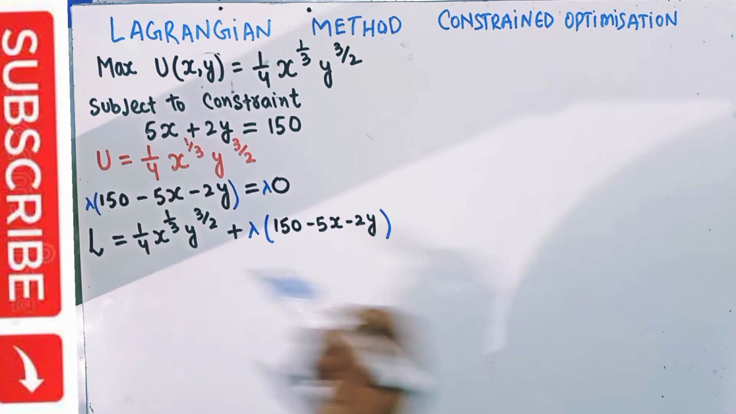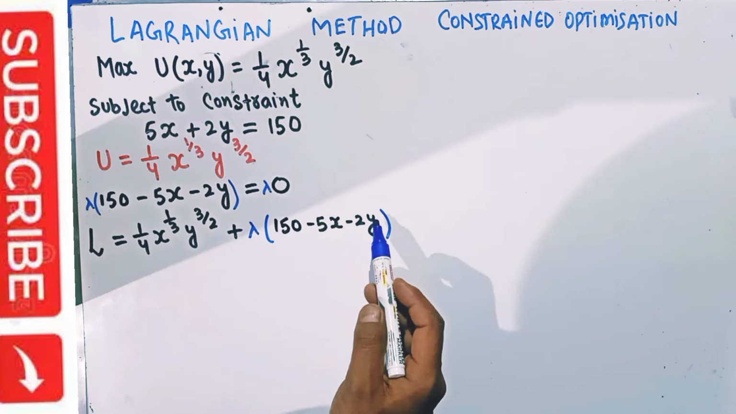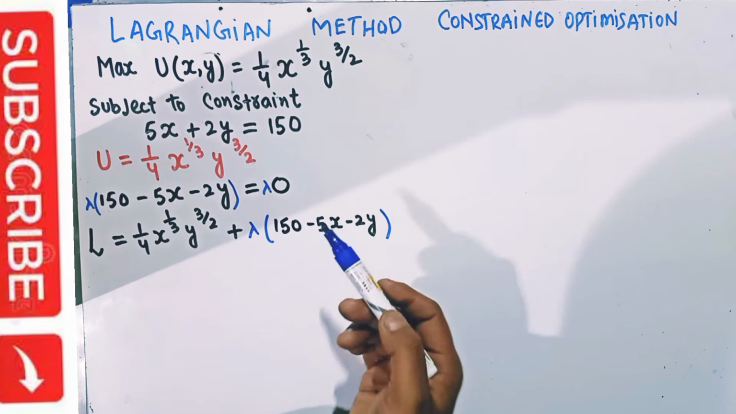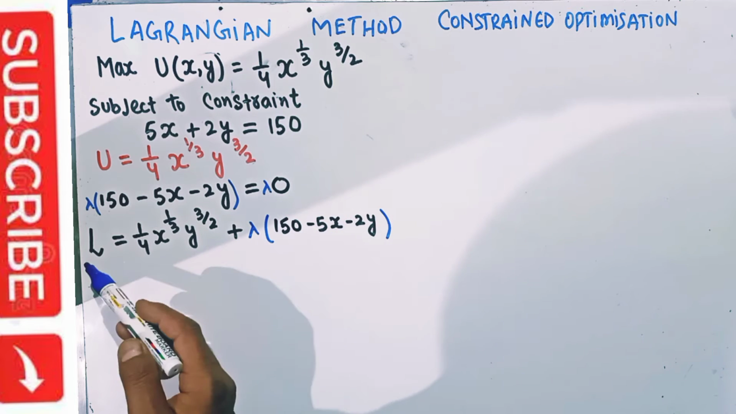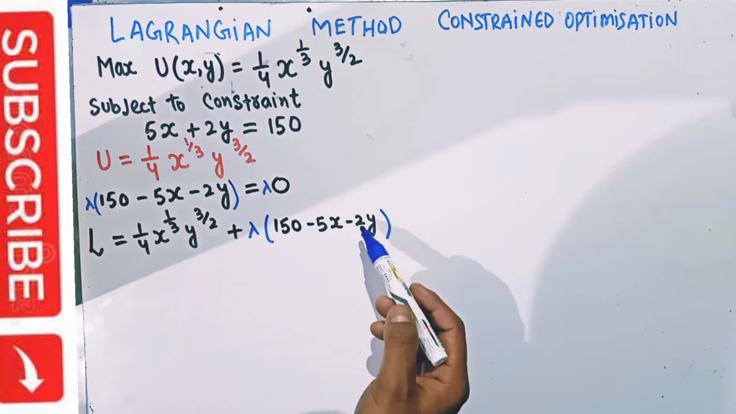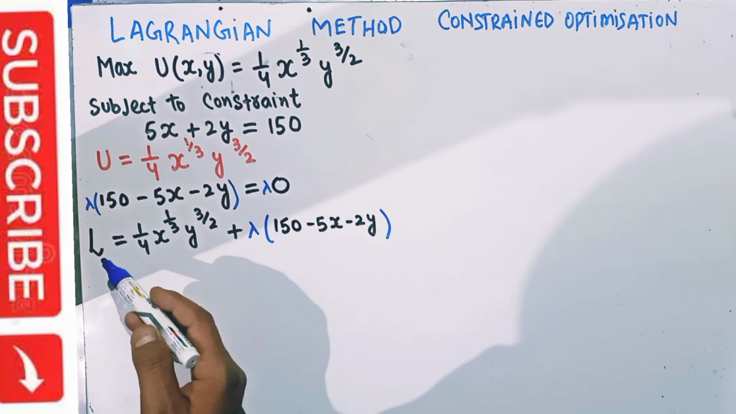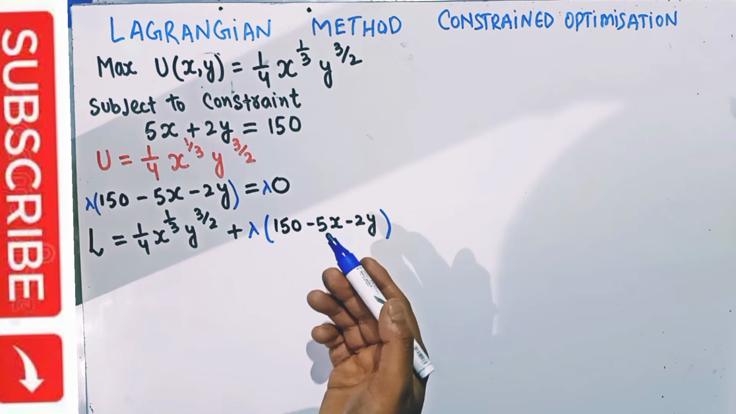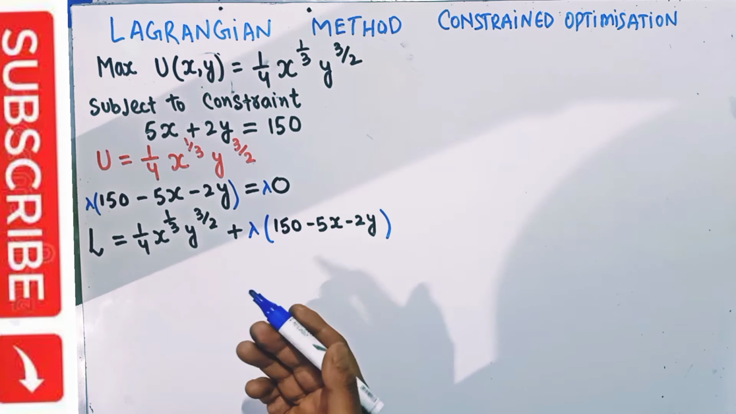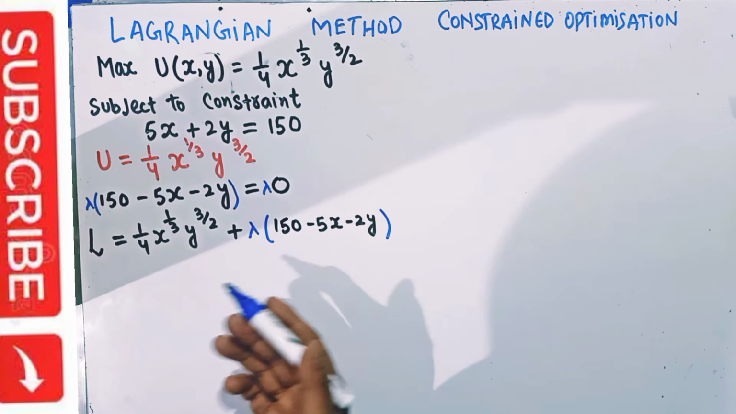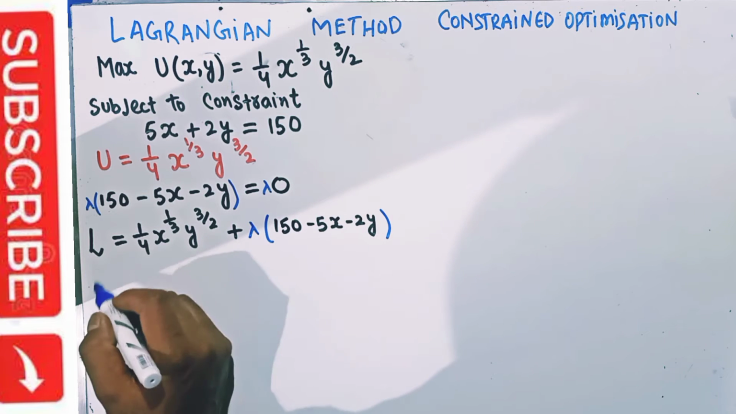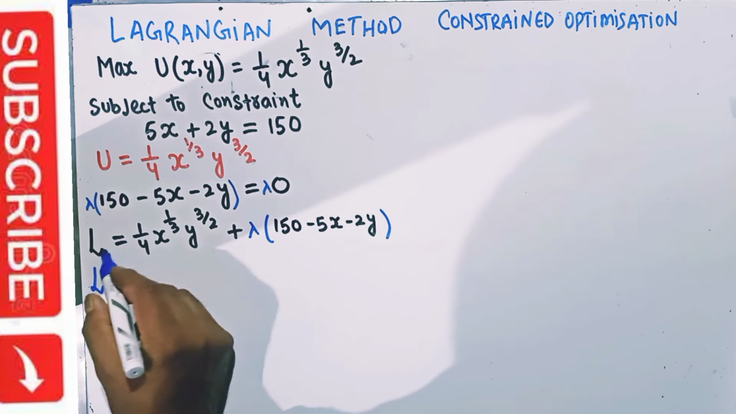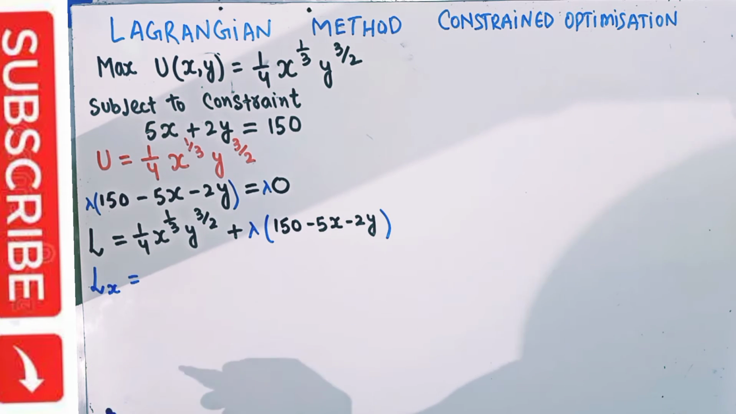Now the next step is to partially differentiate this Lagrange's function with respect to x, y and lambda and set them equal to 0 simultaneously. So we partially differentiate the newly constructed Lagrange's function with respect to x, y and lambda and set them equal to 0 simultaneously to find the optimal bundle of goods x and y. Let L subscript x denote the partial derivative of this Lagrange's function with respect to x.